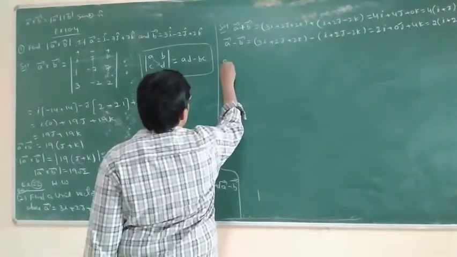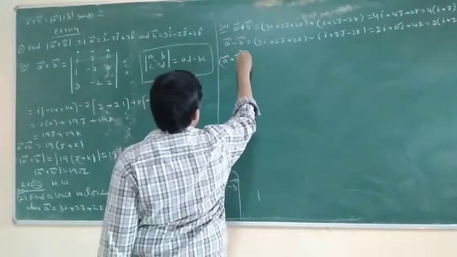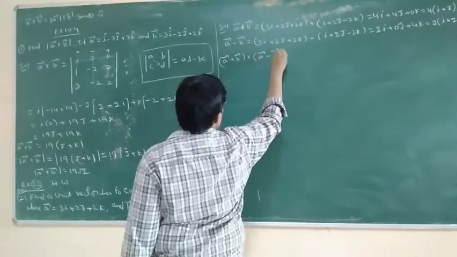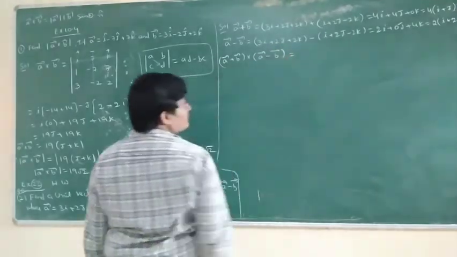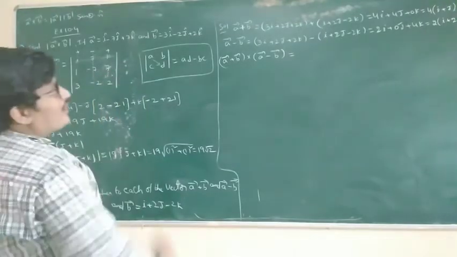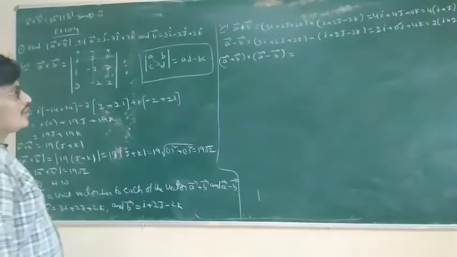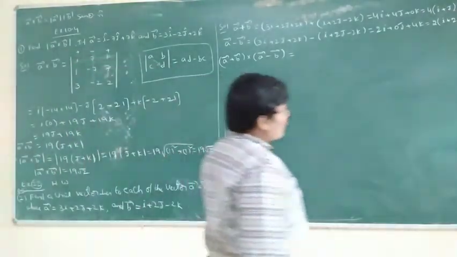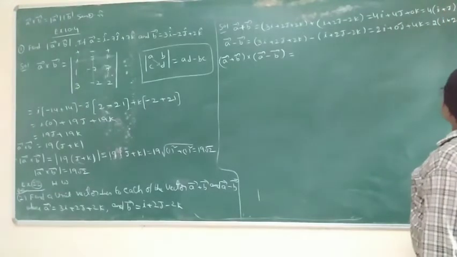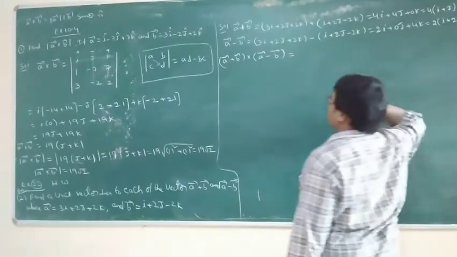So next, (a bar plus b bar) cross (a bar minus b bar). Cross product. a bar plus b bar is a vector, a bar minus b bar is a vector. These two vectors' cross product means, so the 4i plus 4j, okay, cross product.